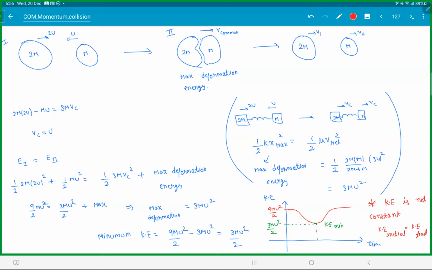All clear with this? Anyone not clear with this? Swastika, clear with this? Yasha? Vartika? Clear, no? Aryan? Anika? Utsa? Clear with this? Can I go ahead?